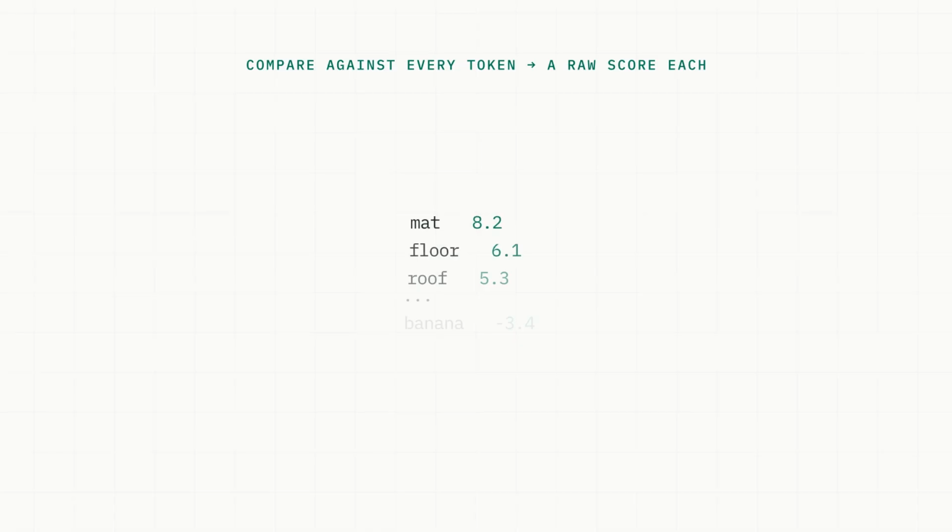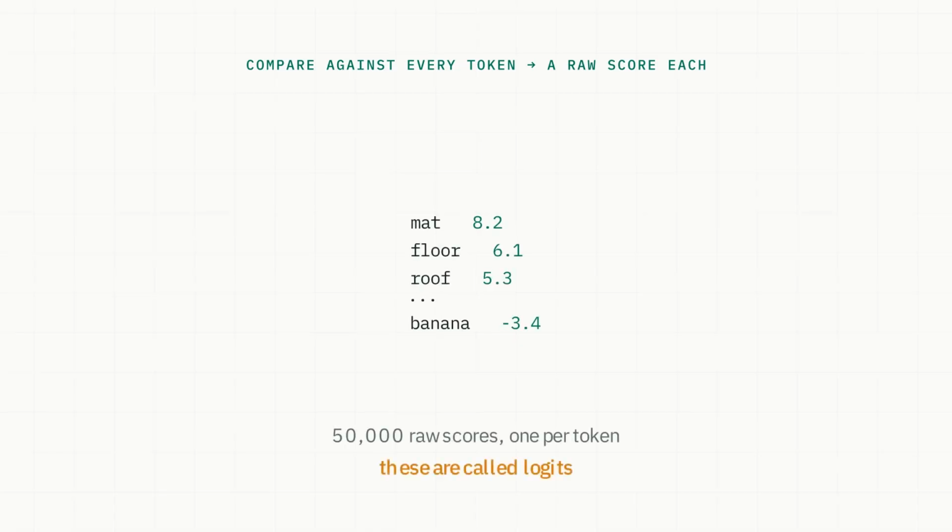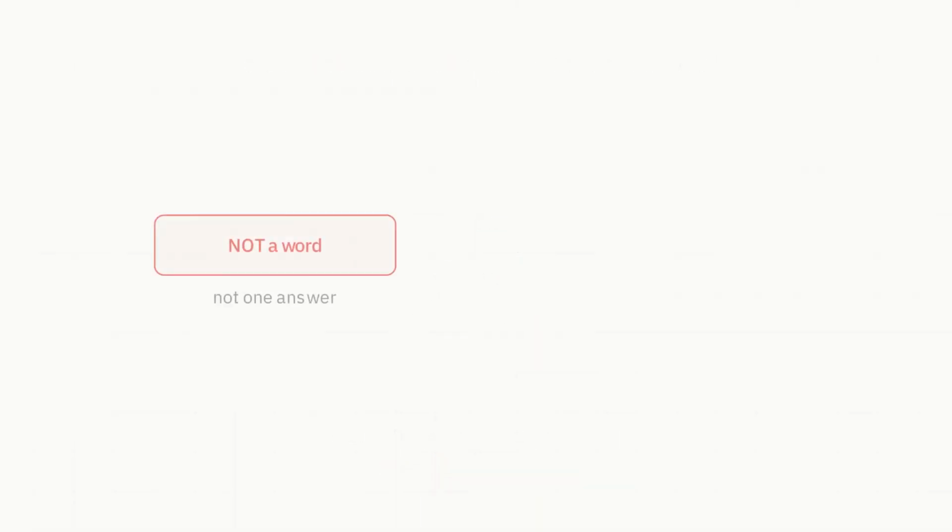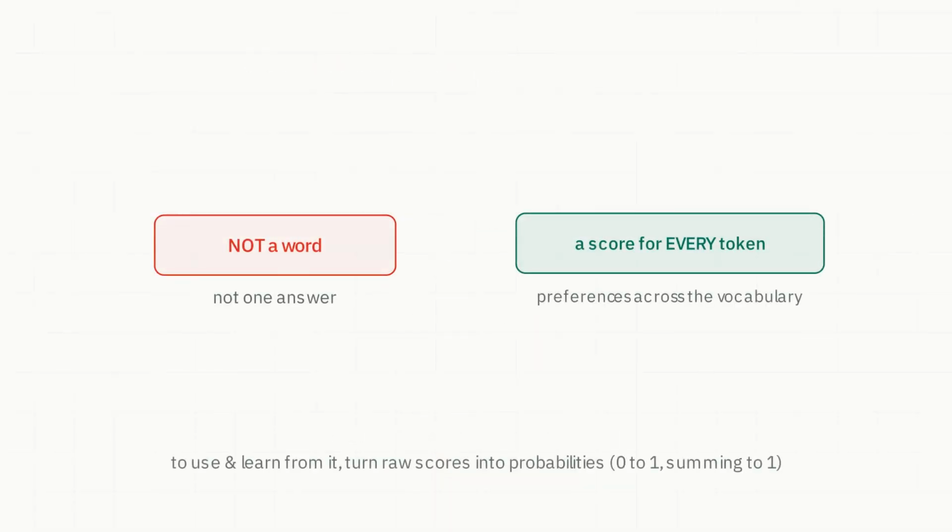First, that final vector gets compared against every single token in the vocabulary. This produces a raw score for each possible next token, a number saying, roughly, how strongly the model favors this one. So for a vocabulary of 50,000 tokens, we get 50,000 raw scores. These raw, unnormalized scores have a name in the field. They're called logits. And notice something crucial here. The model's output is not a word, it's not a single answer.